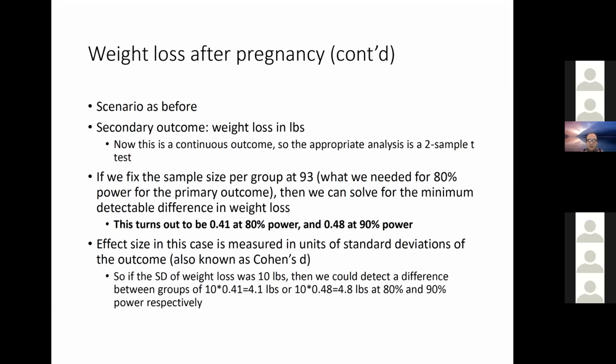So Cohen's d, again, is useful when you don't know the outcome standard deviation, but if you do know the outcome standard deviation, you can translate back and forth between them. So if the standard deviation of the weight loss outcome variable is 10, then we could detect a difference between groups of 4.1 pounds or 4.8 pounds at 80% and 90% power respectively. All you have to do is multiply the standard deviation of your outcome by the Cohen's d to get the effect size in units of your outcome.